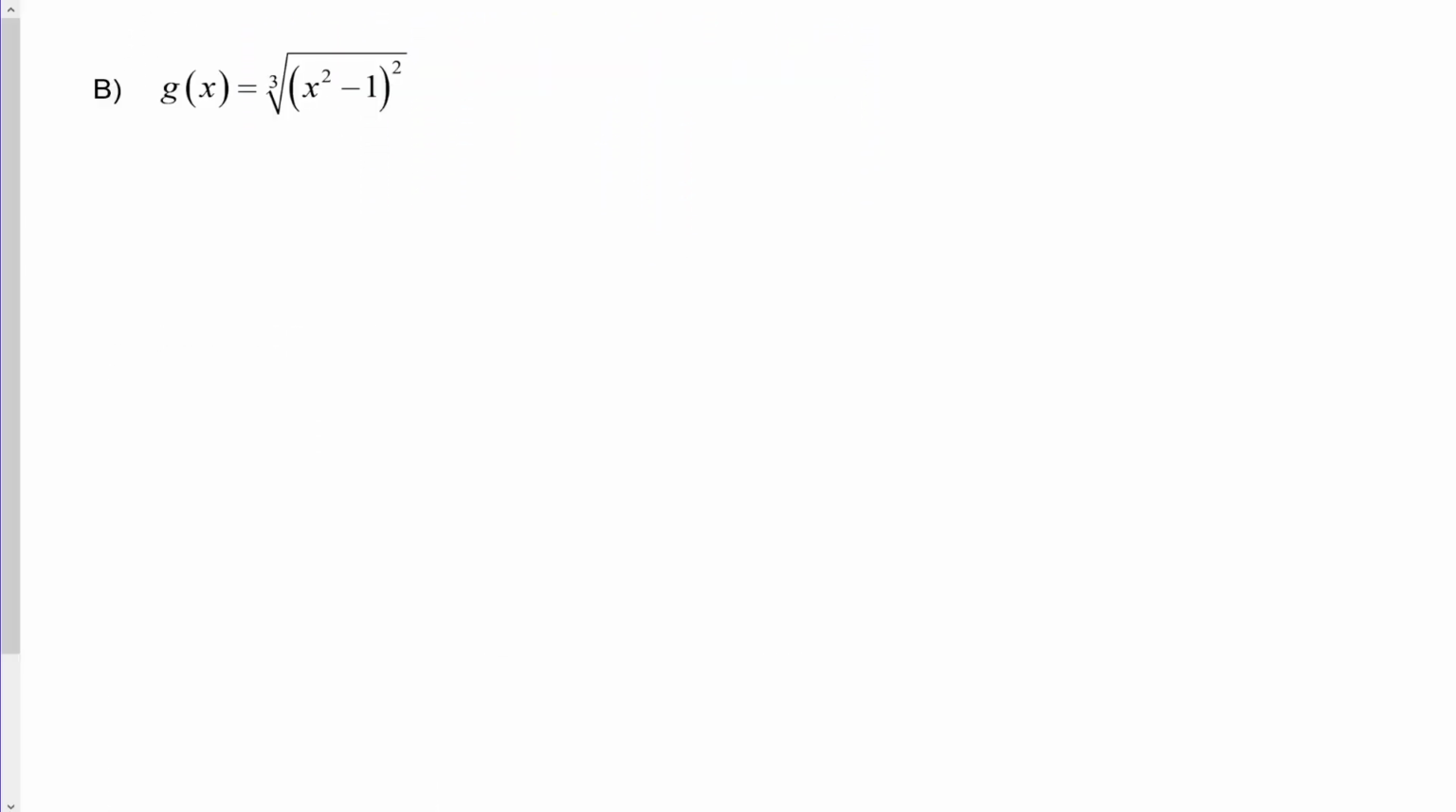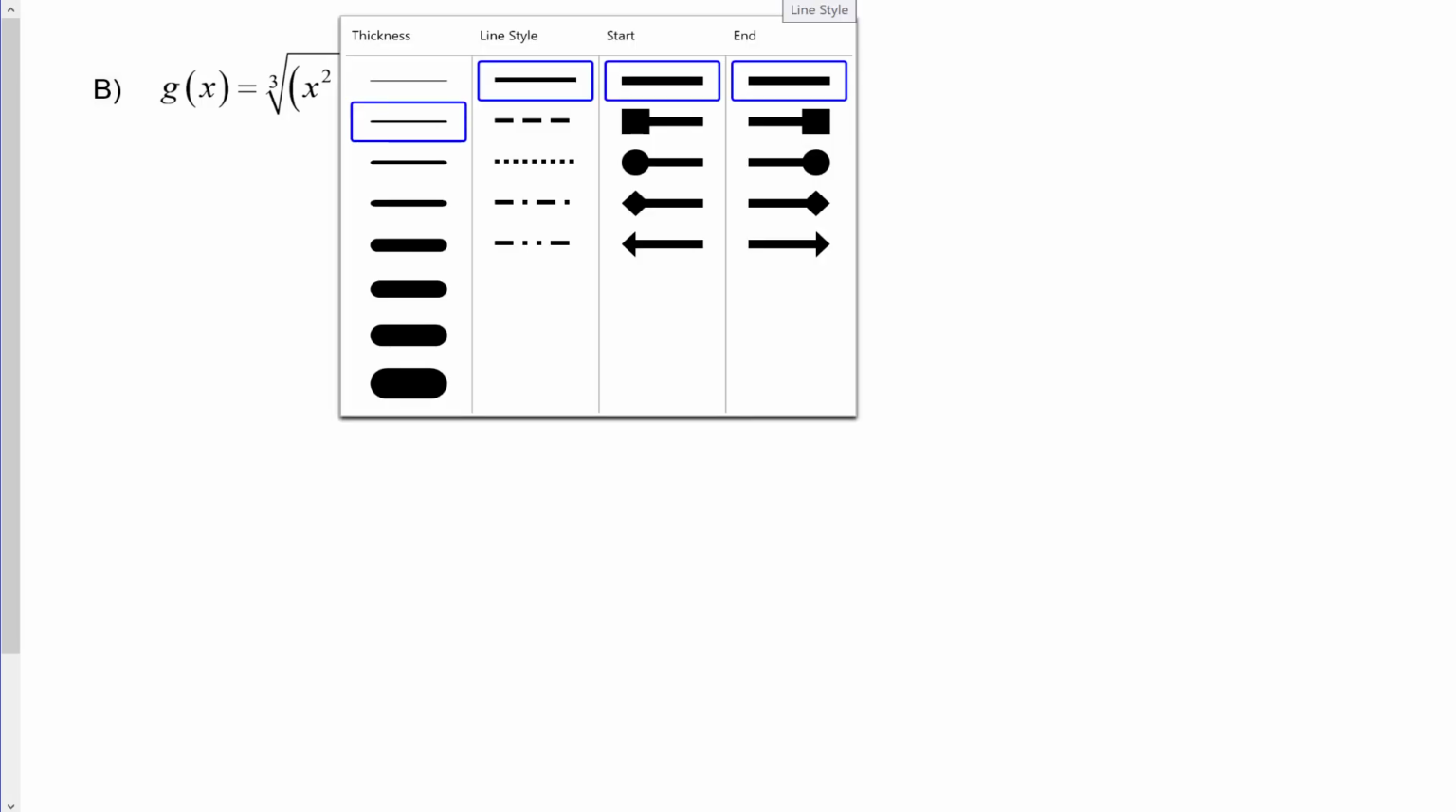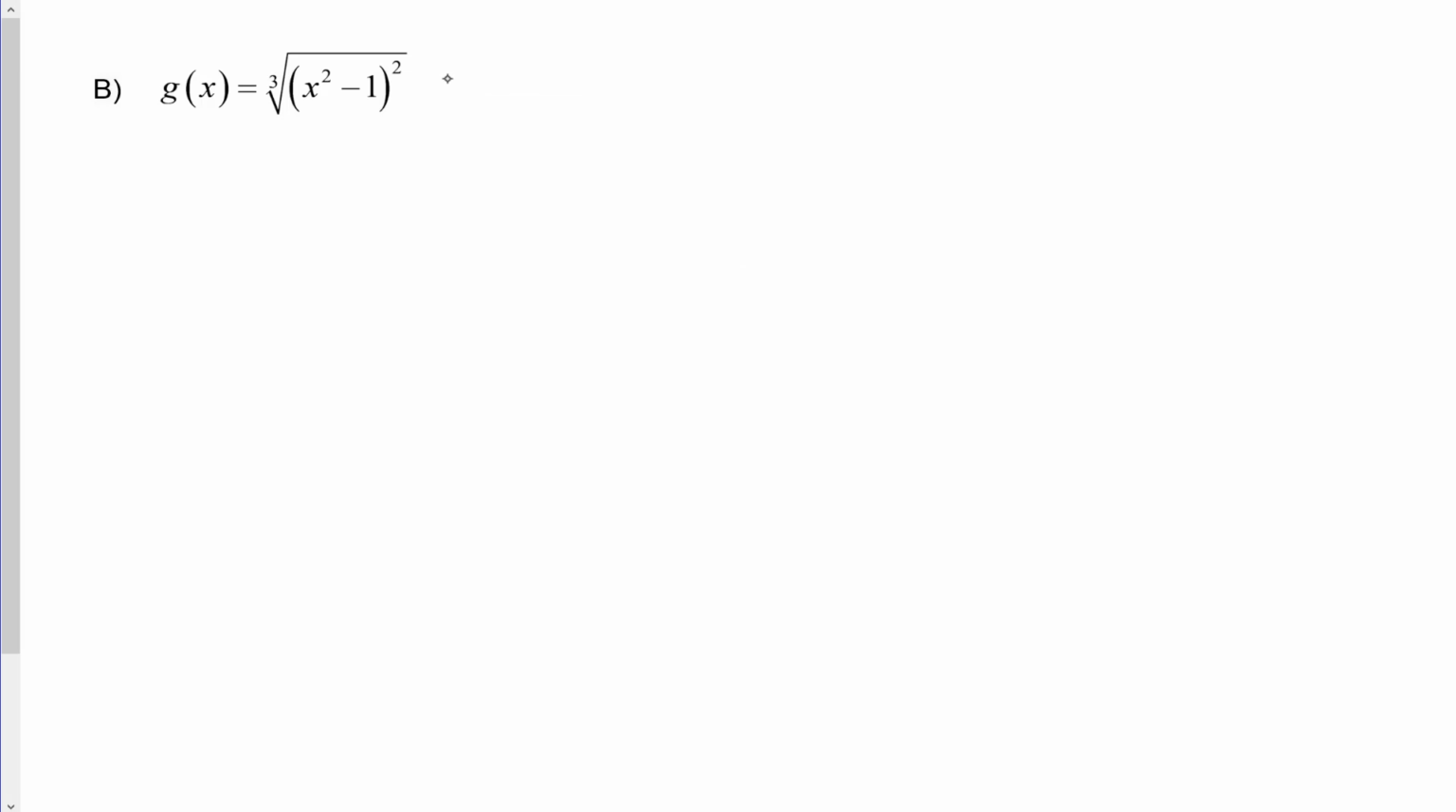B. G of x equals the cube root of x squared minus 1 quantity squared. In order to do this one, we will use the chain rule, but it's going to be easier if we start off expressing this as an exponent. So a cube root we can always write as something to the 1/3 power. Now since this is already squared, if I write something squared to the 1/3 power, that's the same thing as the 2/3 power. So that's where we'll begin.